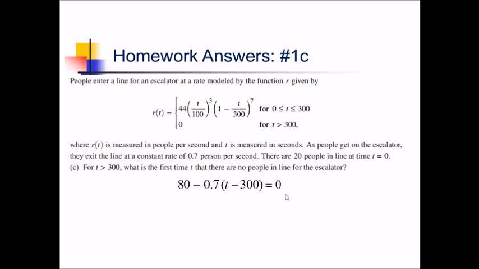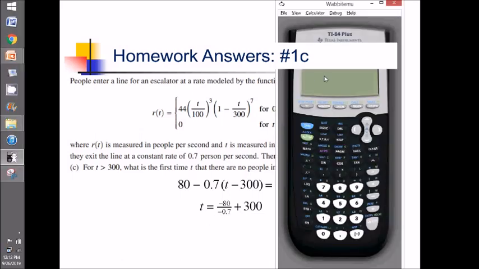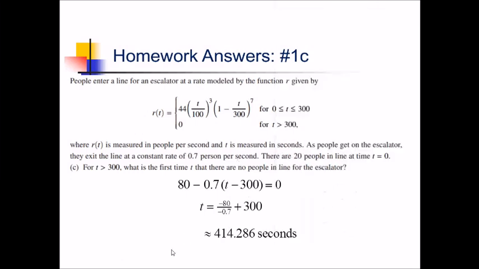So I'm going to set this equal to 0, because that's what we want it to be. All right, so just a little bit of algebra here. Subtract 80 from both sides, then we can divide by negative 0.7, and finally add 300. So just rearranging things to isolate t. And you could actually stick seconds on the end of this and be done, or you can plug it in the calculator. So plugging all that in is going to give me 414.286, and that's going to be seconds.